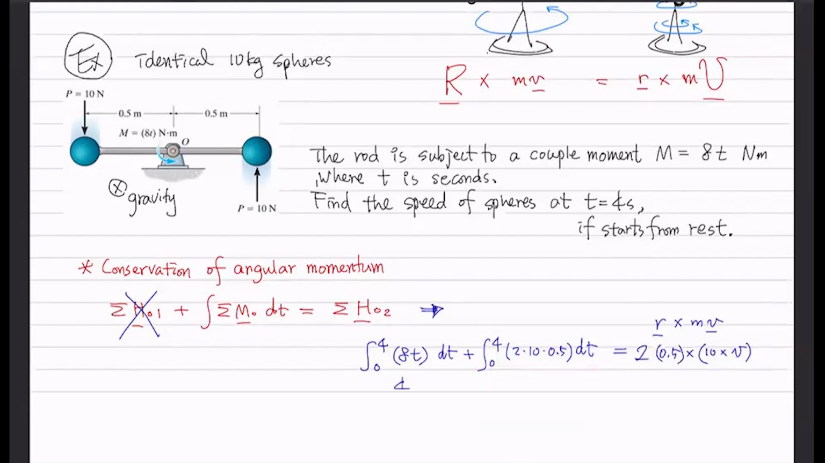Like that. If we solve the equation, V is going to be 10.4 meter per second. Okay, so we just have applied this conservation of angular momentum, and we can find the velocity like that.